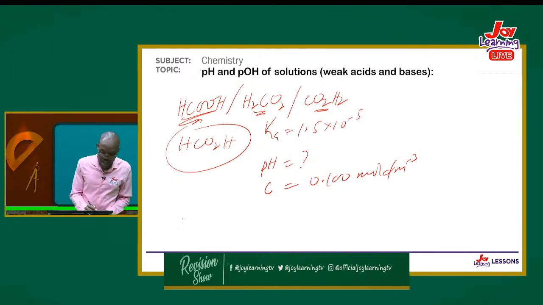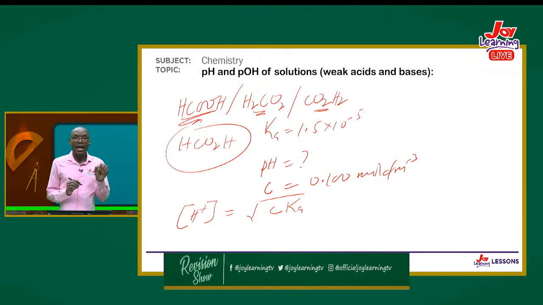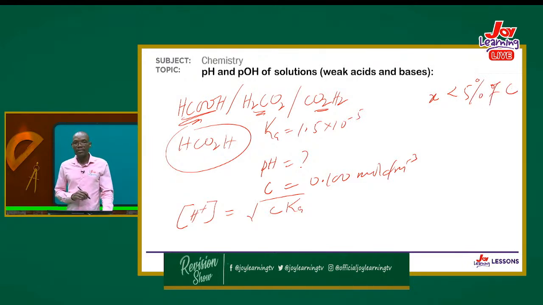So straight away, I know that the concentration of H plus ions will give me root of C Ka. Take note, this equation is based on an assumption that the degree of dissociation of the weak acid is so insignificant, so negligible, so small, it can be ignored. So we have ignored the degree of dissociation to give us this expression. So anytime you quote this expression, you are telling us that you are assuming that the value of X is less than 5% of C. That is the meaning of quoting this one. So whatever you are doing, you are assuming that C minus X equals C.